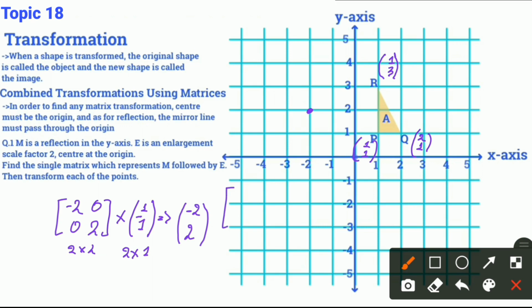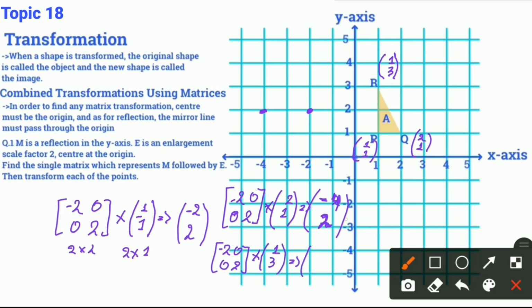Okay, then -2 0 0 2 multiplying by 2 1, and we will have -4 and 2. So -4 and 2 will be here, and okay, so -2 and 6 here. So there you go, we have found the image. This is how you do it. Okay, we can do this graphically, or we can just do the calculation by ourselves by using the matrix of both reflection and enlargement. Okay, and thank you so much for watching.